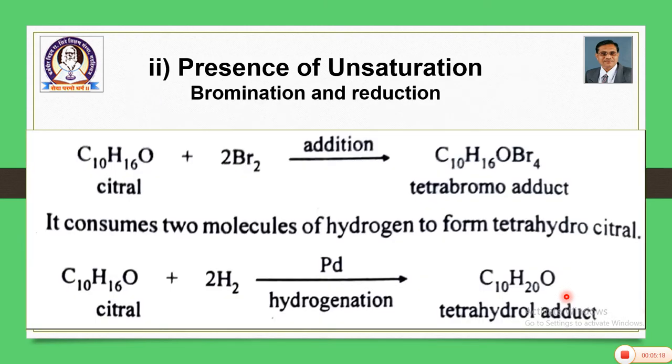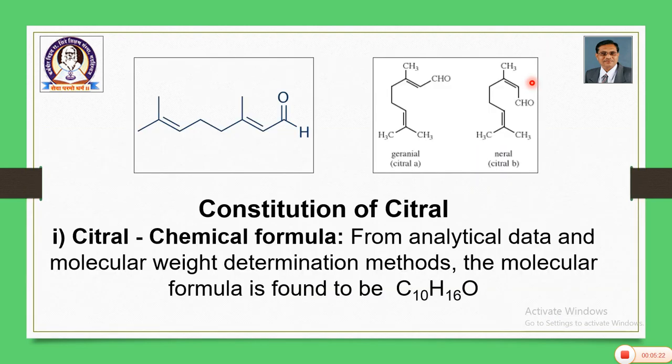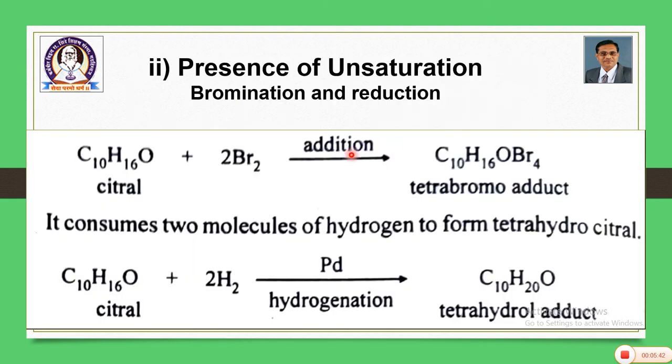Okay. Then in the structure of citral, we have seen unsaturations are there. So, just go through this structure. So, there is one unsaturation, there is another unsaturation. Okay. There is one aldehyde group. There are two double bonds. These are to be explained systematically in this analytical evidence series. Okay. So, presence of unsaturation.